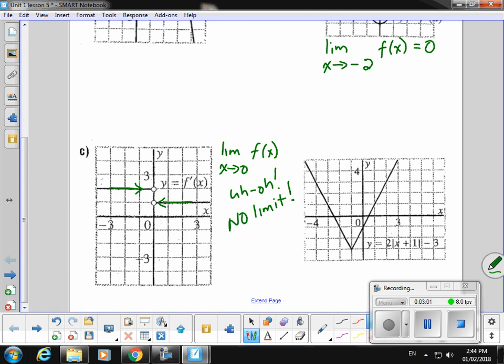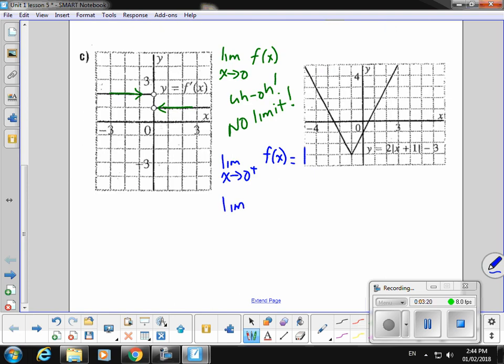Okay, this is how we would write it. The limit as x approaches 0 from the right side appears to be getting closer and closer to that y value of 1. But as I approach that x value of 0 from the left side, the function appears to be approaching a value of 2. Those two values are not the same. There is no limit. The function is also undefined there.